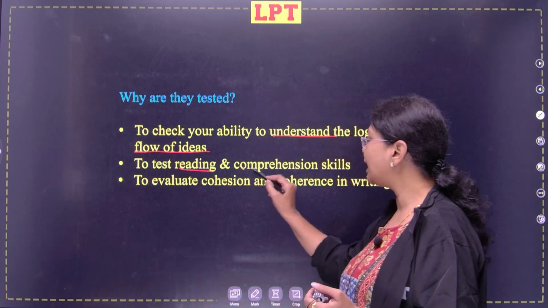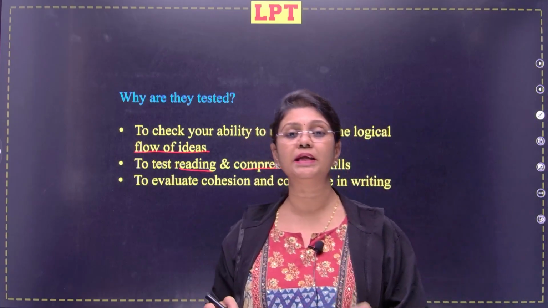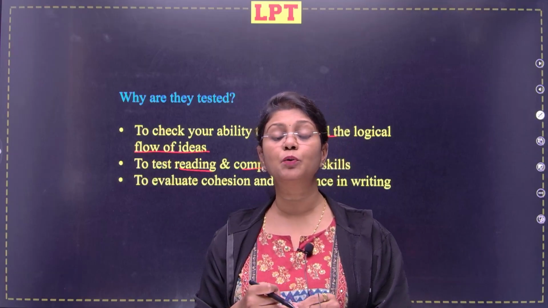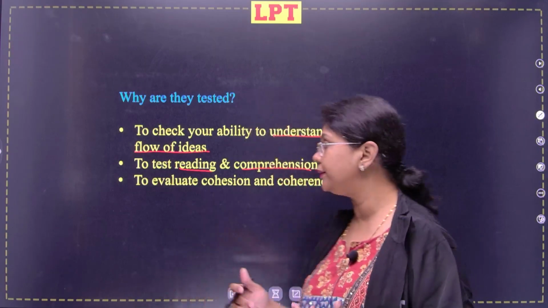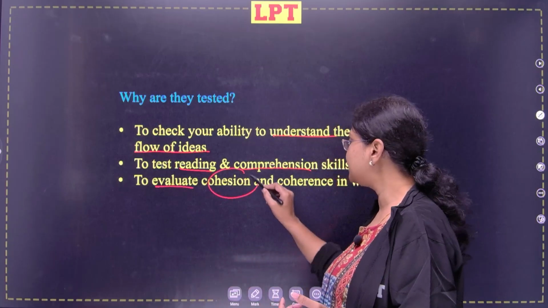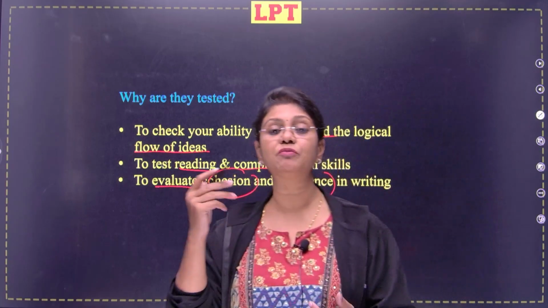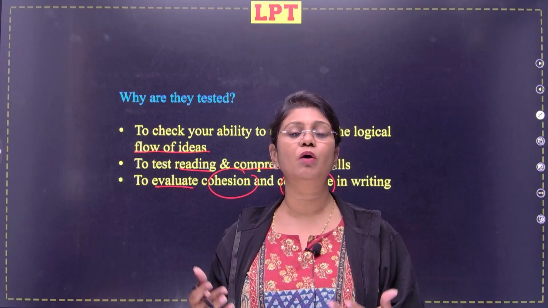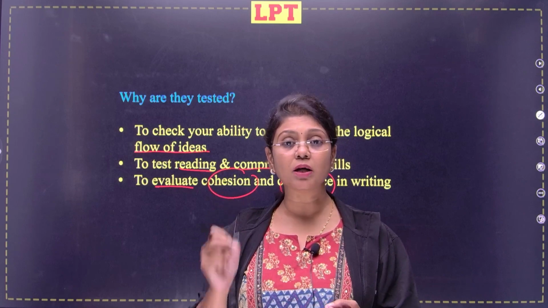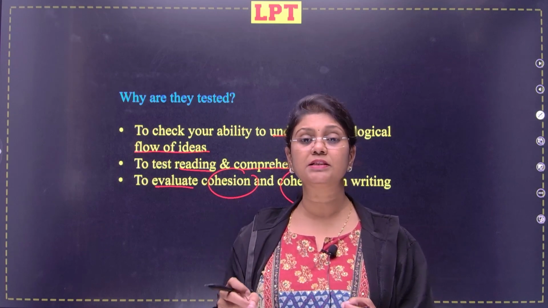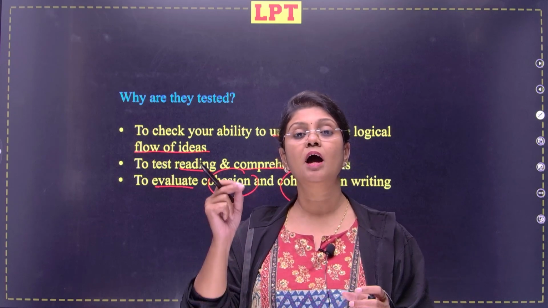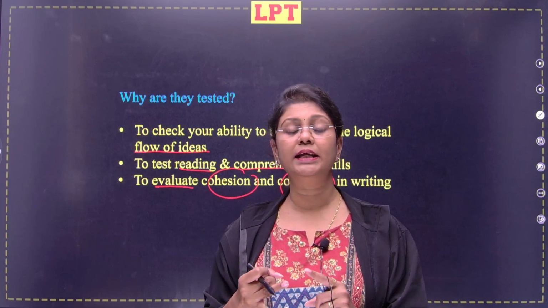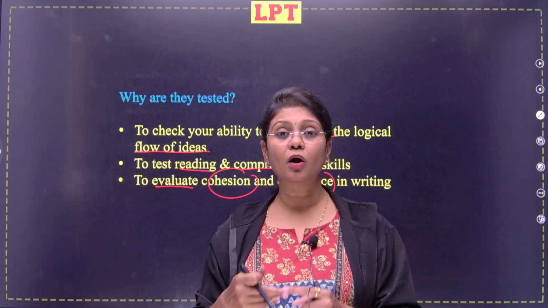To test reading and comprehension skills, one more skill being checked in your parajumble question is your reading skills plus how you comprehend the text. Then, to evaluate cohesion and coherence in writing. When you have 2 sentences that go together or 3 sentences that form a cluster, what exactly is the logic behind solving these questions and how do you group the sentences into a particular sequence. So it checks your logical ability, your flow of ideas, your logic and interpretation.